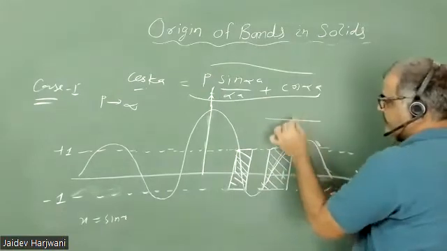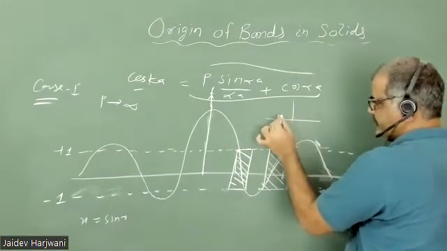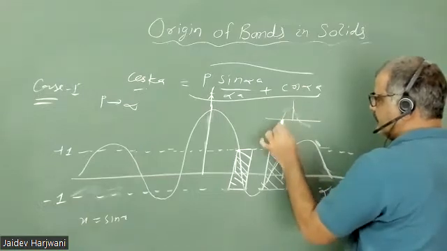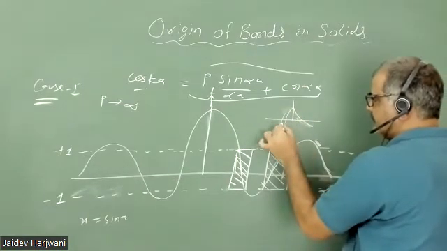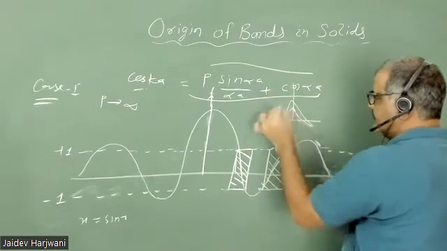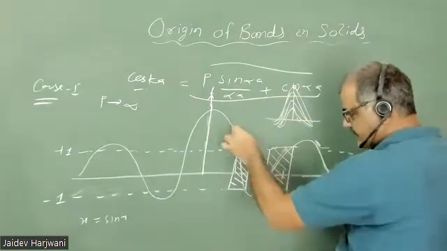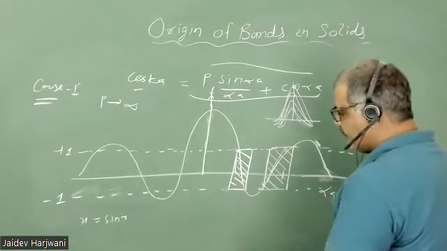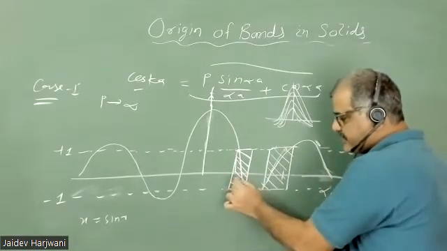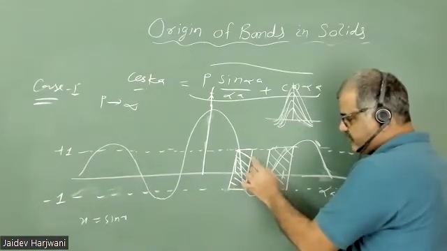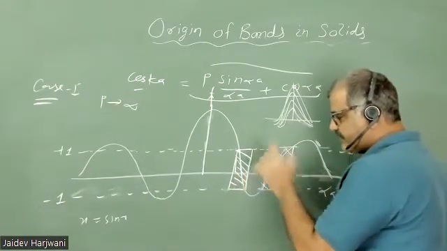Let me show. If P is increasing, this becomes steeper and steeper. When this becomes steeper and steeper, your band gets narrow. So your bands get narrow, and this forbidden gap will increase.